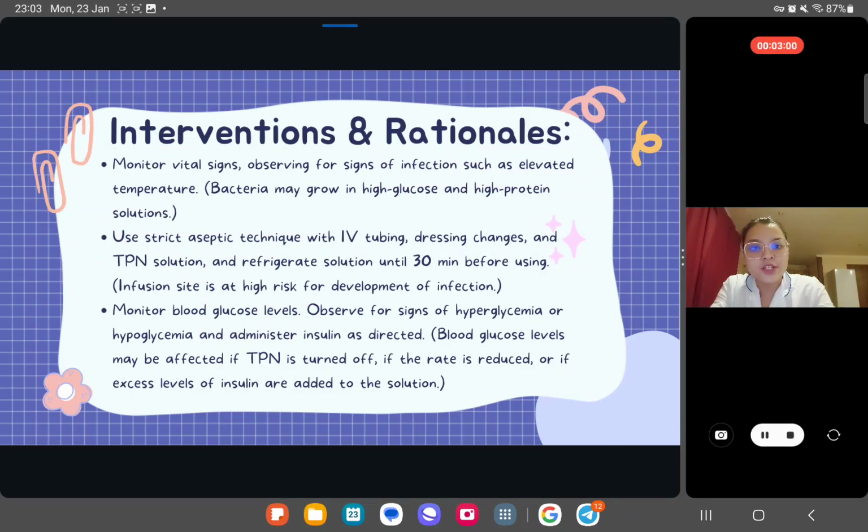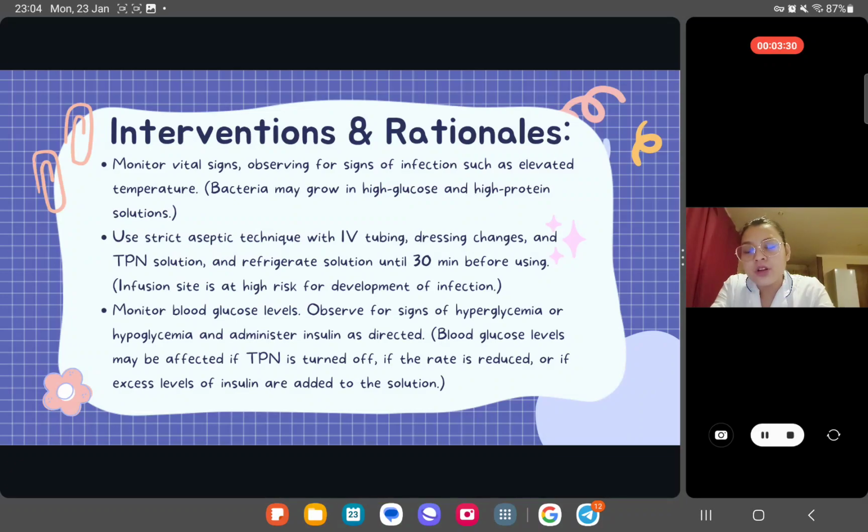Next are interventions and rationales. Firstly, monitor vital signs and observe for signs of infection such as elevated temperature. This is because bacteria may grow in high glucose and high protein solutions. Next is to use strict aseptic technique with IV tubing, dressing changes, and TPN solution, and refrigerate solution until 30 minutes before using. Infusion site is at high risk for development of infection.